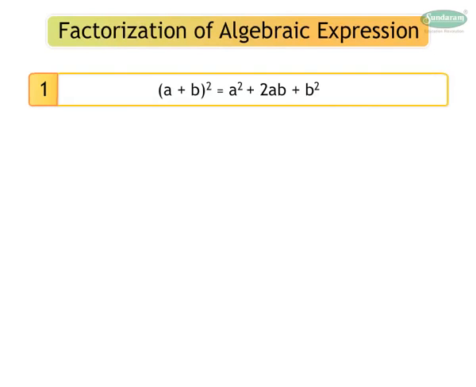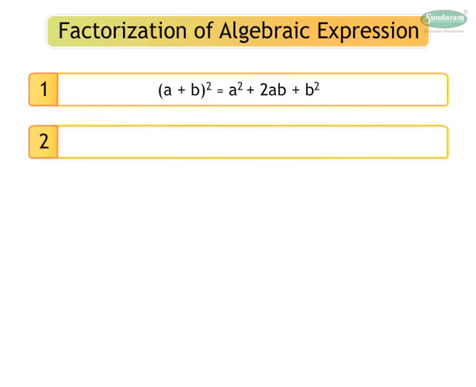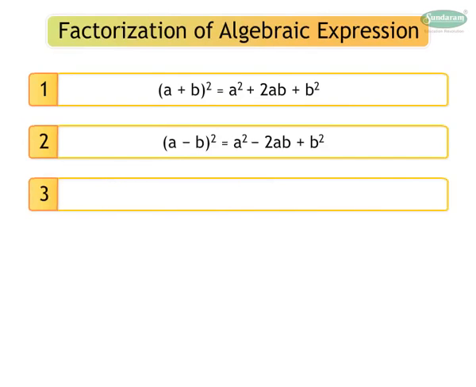square plus 2ab plus b square. 2. Similarly, a minus b the whole square is equal to a square minus 2ab plus b square. 3. A plus b the whole cube is equal to a cube plus b cube plus 3 times a multiplied by b multiplied by a plus b.